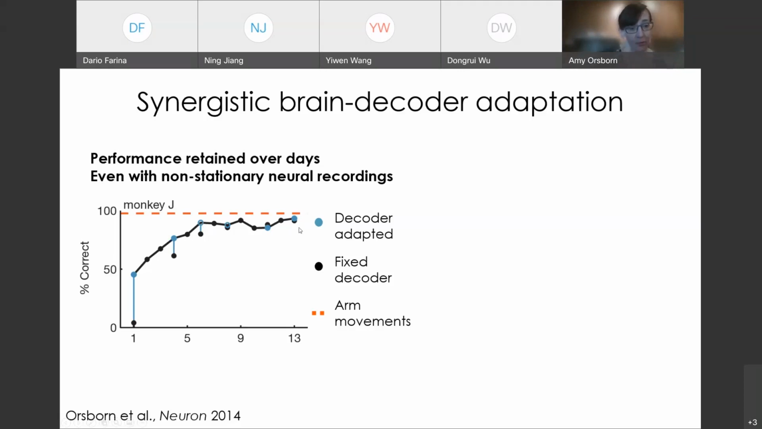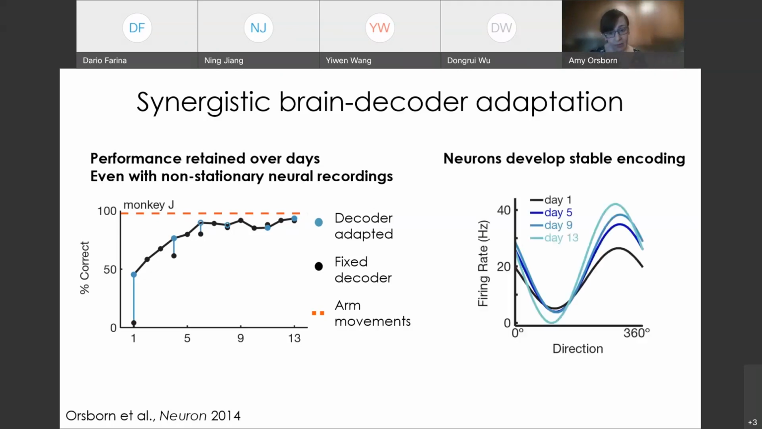And what we found is that by doing this process, we were actually able to get the best of both worlds: we have very stable performance and learning on the part of the user, suggesting skill, even in the presence of these gradual changes in the decoder to deal with recording instabilities.